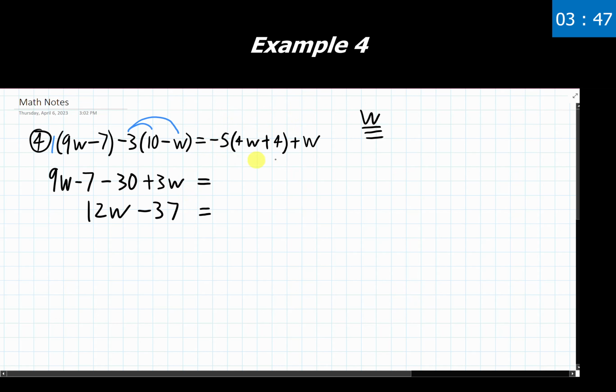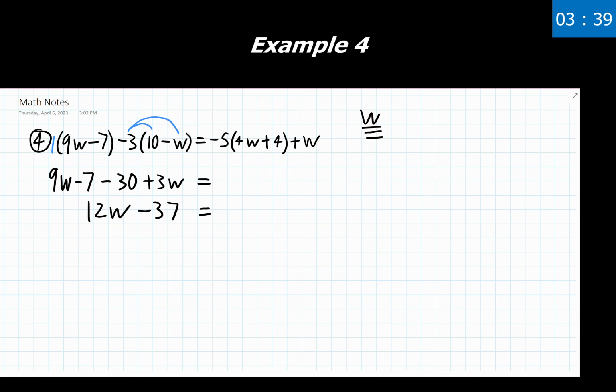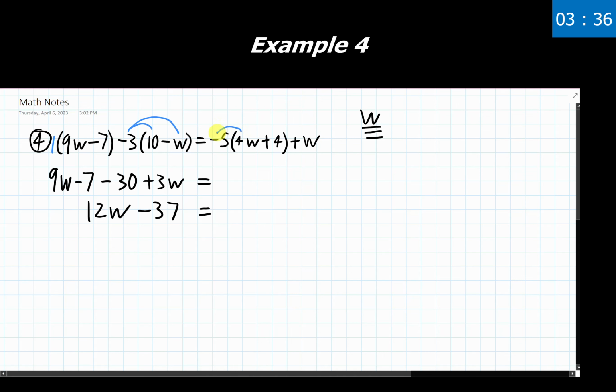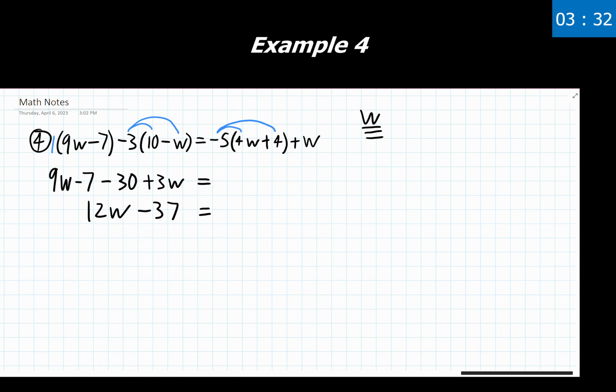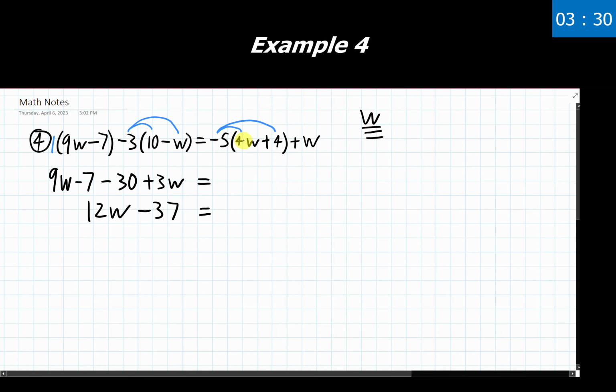Let's look at the right side here. So I have negative 5 times 4w plus 4 plus w at the very end here. And again, we're going to use the distributive property. This negative 5 is going to multiply to everything inside this set of parentheses. We're going to have sign changes taking place. So negative 5 times 4w, that's going to give me negative 20w. Negative 5 times 4, that's going to give me negative 20. Then I have plus w hanging out here at the very end.